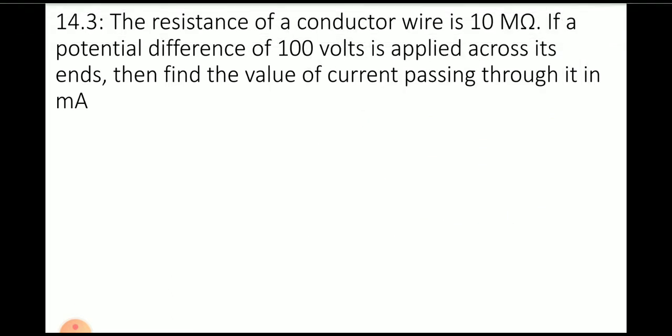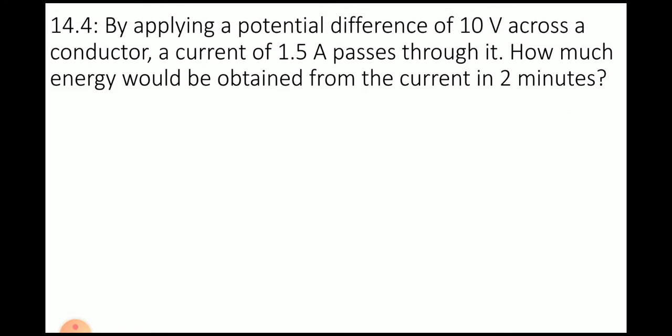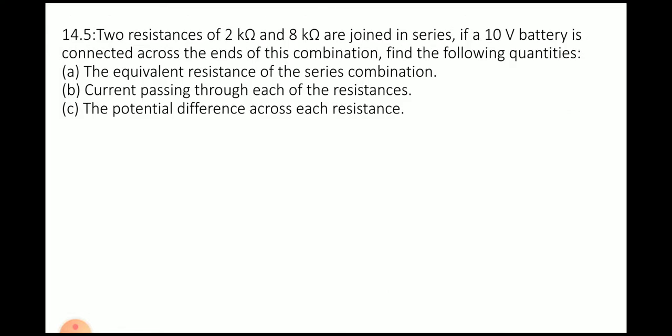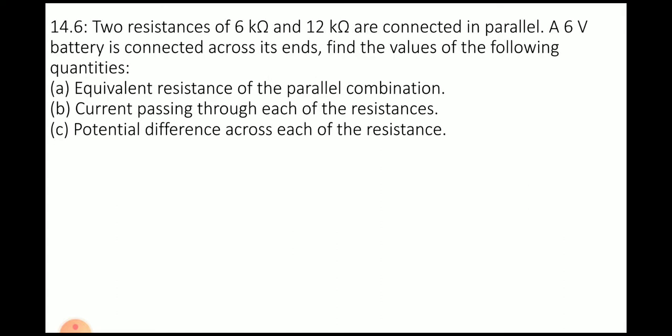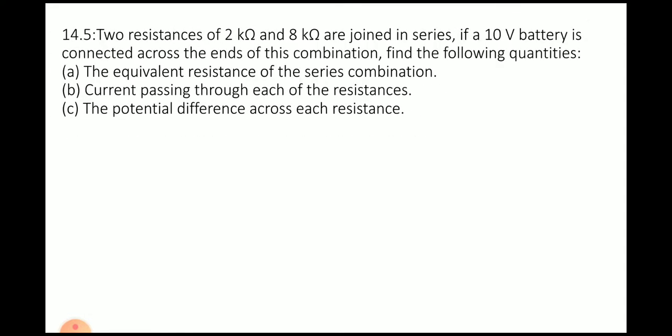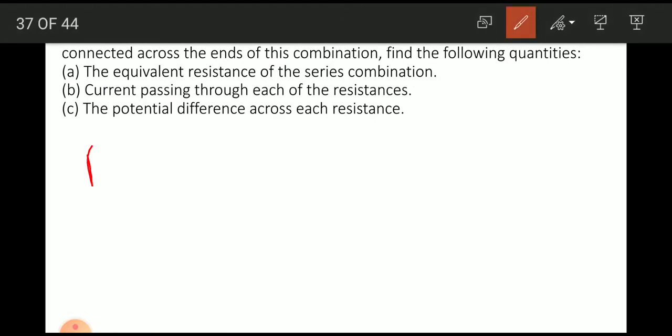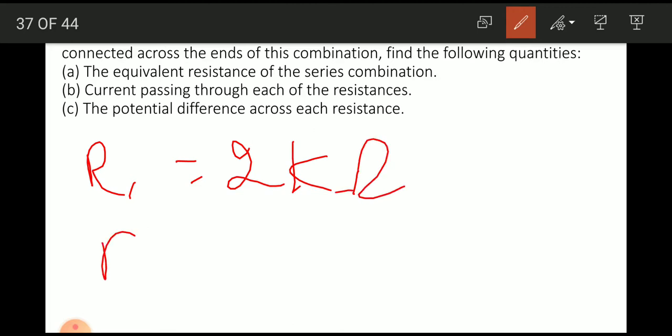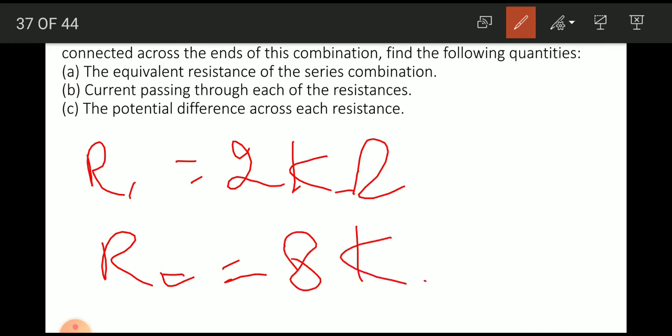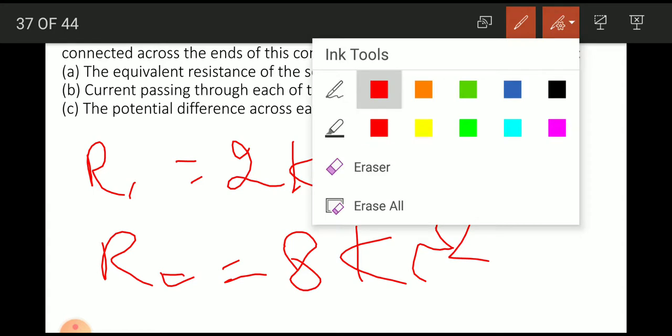Now next numerical is 14.5. Two resistances, 2 kilo ohm and 8 kilo ohm, are connected in series. So resistance R1 is equal to 2 kilo ohm, R2 is equal to 8 kilo ohm. So write these.